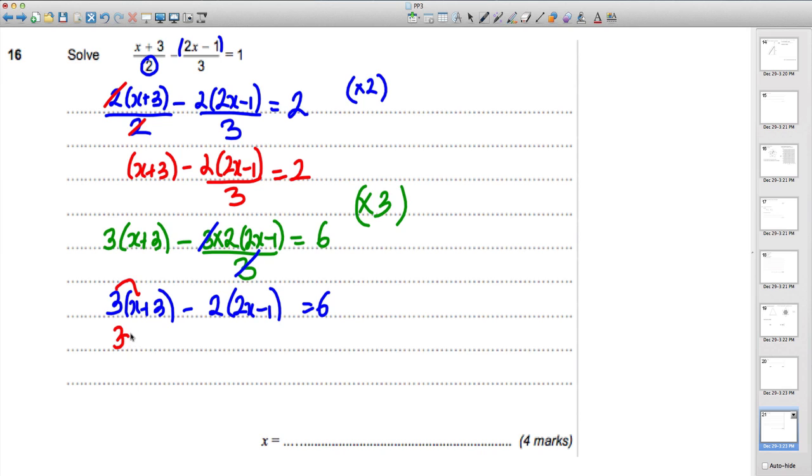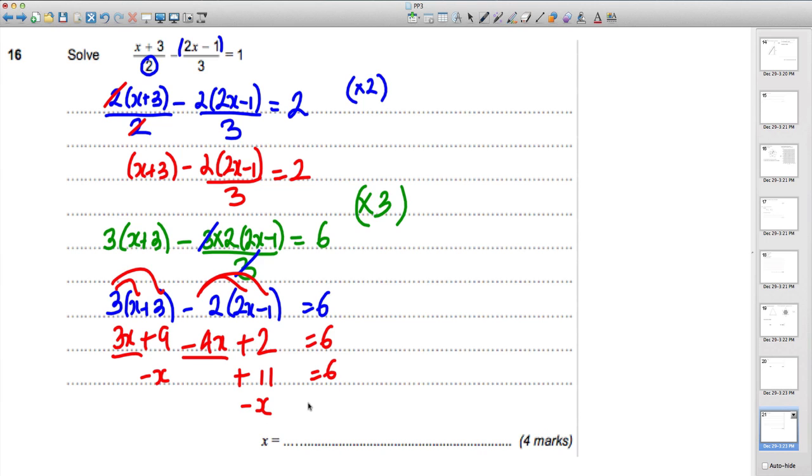3 times x is 3x. 3 times 3 is plus 9. Negative 2 times 2x is negative 4x. Negative 2 times negative 1 is plus 2, is equal to 6. 3x subtract 4x is negative x. 9 plus 2 is 11. Take away 11 off both sides. Negative x must be negative 5. And multiply both sides by minus 1. x therefore must be 5. Okay, so I think x is 5 is the answer.